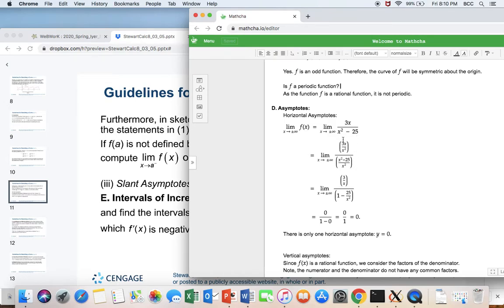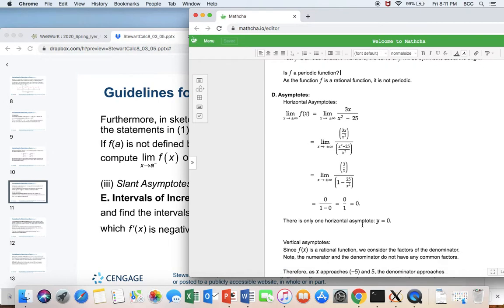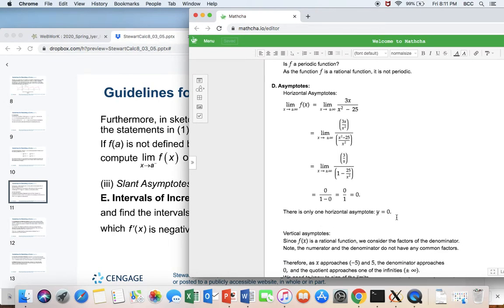So in the numerator, one of the x's cancels, and you have 3 over x. In the denominator, division distributes: x squared over x squared is 1, minus 25 over x squared. Now you take the limit as x goes to infinity or negative infinity. Here this goes to 0, this goes to 0, and 1 is unaffected. So 0 over 1, which is 0. So there is only one horizontal asymptote, y equals 0.